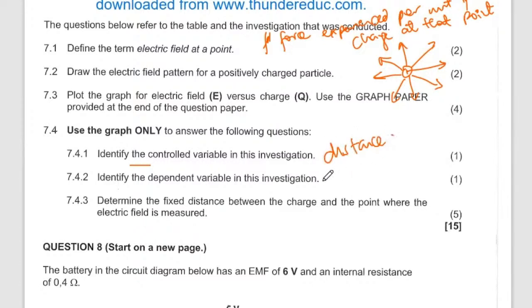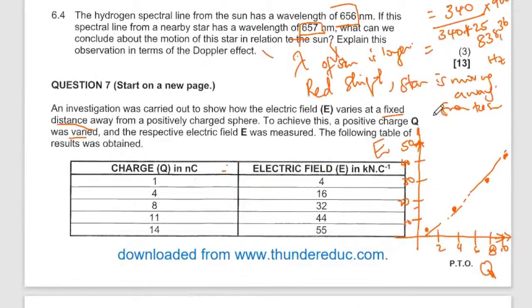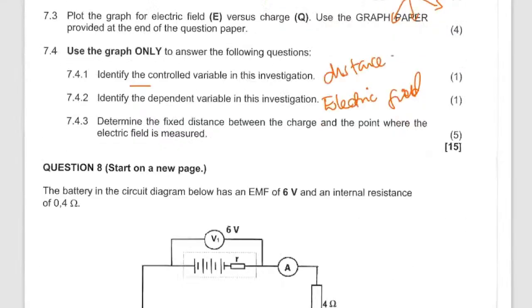Okay. And then the dependent is the E, the electric field. Remember, in any graph, whatever appears on the y-axis becomes the dependent. The x-axis, the horizontal, is always independent. And then determine the fixed distance between the charges. So in this case, we can find the gradient, which gradient will be the E over the Q.